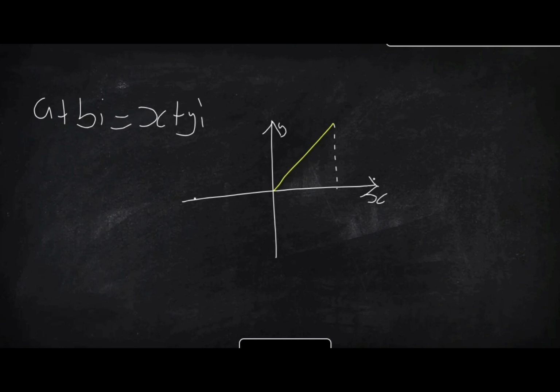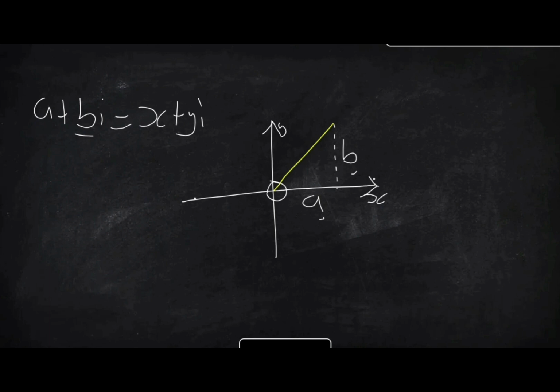The real part a is on the x-axis and the imaginary part b is on the y-axis. So modulus simply means the distance of the corresponding point, that is a and b, from the origin. It gives the modulus or the length, which is also called the radius.